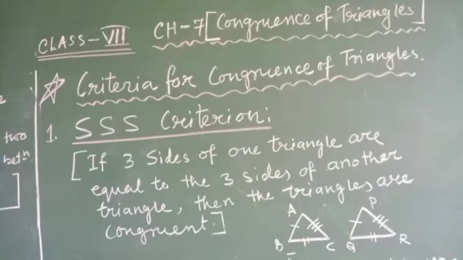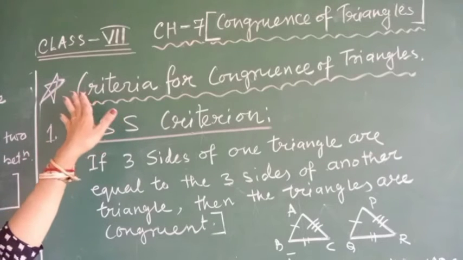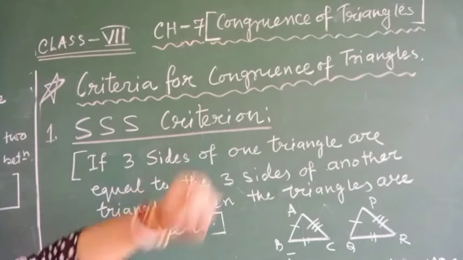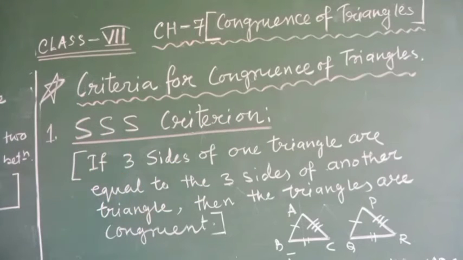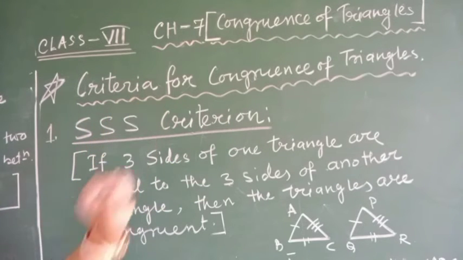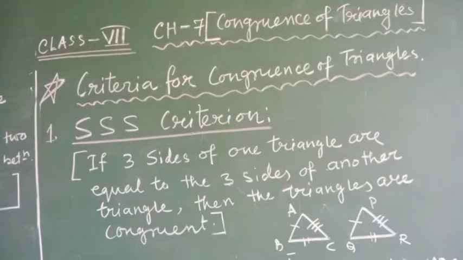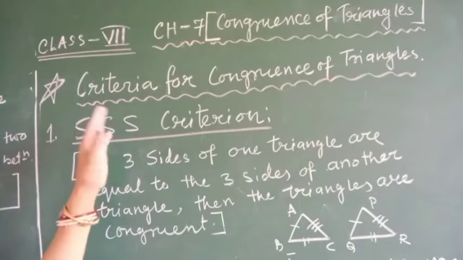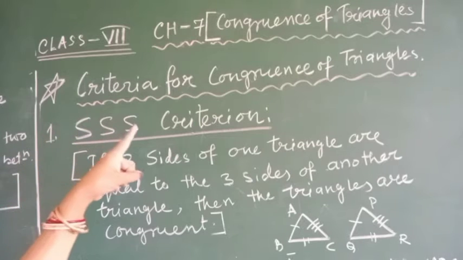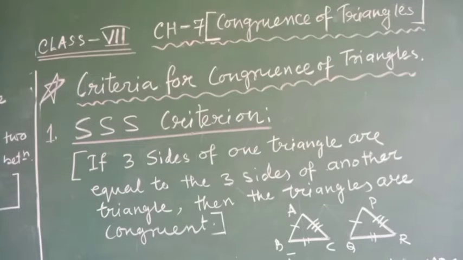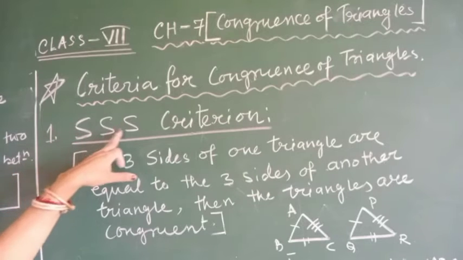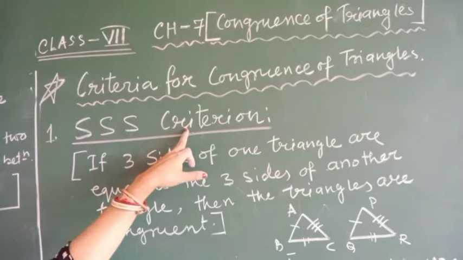Today we will learn criteria of congruence of triangles. Criteria for the congruence of triangles from chapter 7, congruence of triangles. Before starting exercise 7.2, we have to understand what is the criteria for the congruence of triangles. Now, the first criterion is the SSS criterion.